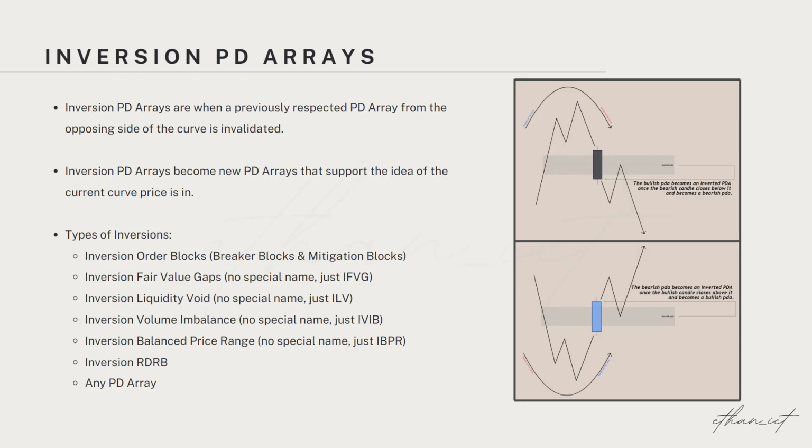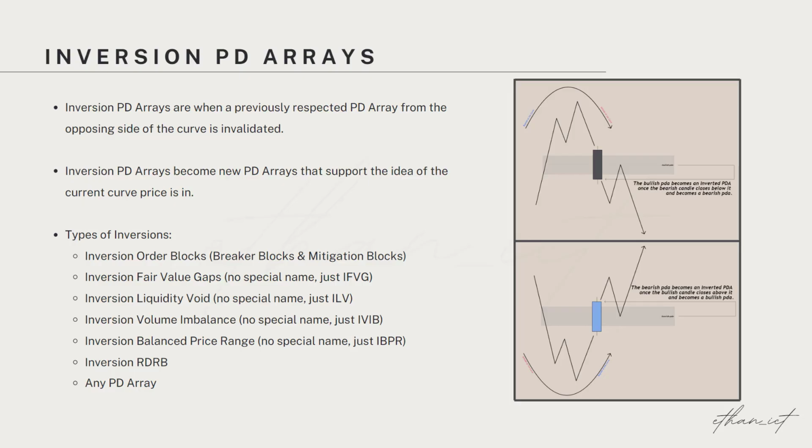Inversion PD arrays are when a previously respected PD array from the opposing side of the curve is inverted, or in simpler terms, price closes beyond the area of interest, showing that price is not respecting it. For example, if you were trading the buy side of the curve, then you'd be paying attention to the bearish PD arrays from the sell side of the curve, and once those invert, then you look for those areas to act as bullish PD arrays. Vice versa, if you were trading the sell side of the curve, then you'd be paying attention to the bullish PD arrays from the buy side of the curve, and once those invert, then you would look for those areas to act as bearish PD arrays.